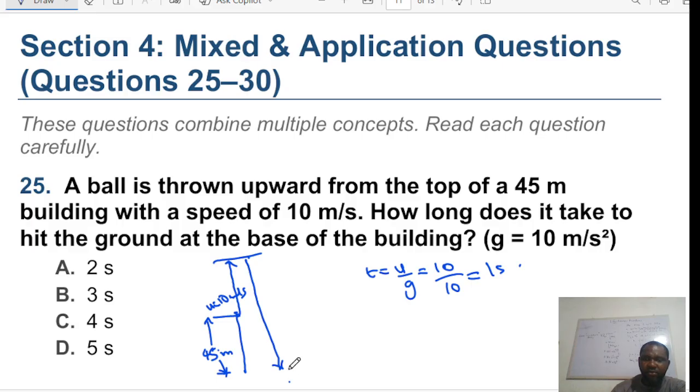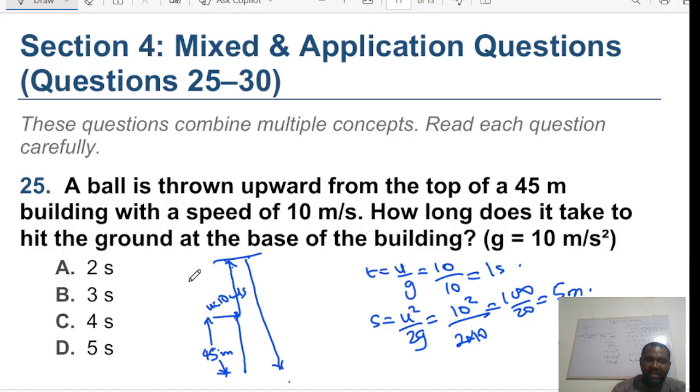from here to when it hits the ground, the only way we can do this is to first of all find the height here, the height it takes to go from here to here. And height in this case is u squared over 2g. We can use this. So the u is 10, so 10 squared over 2 times 10, and that's going to be 100 over 20, which is 5 meters.